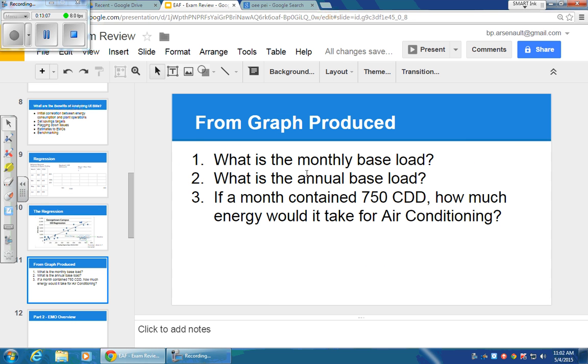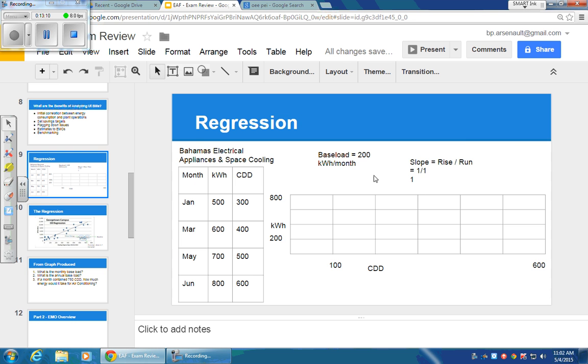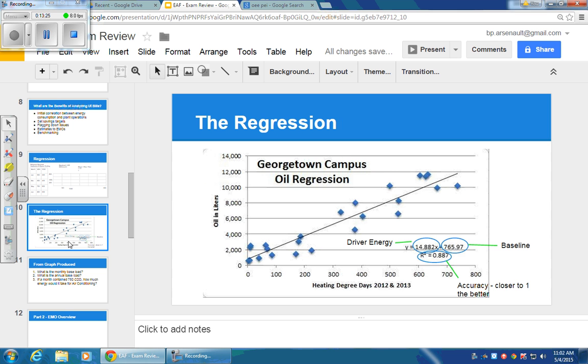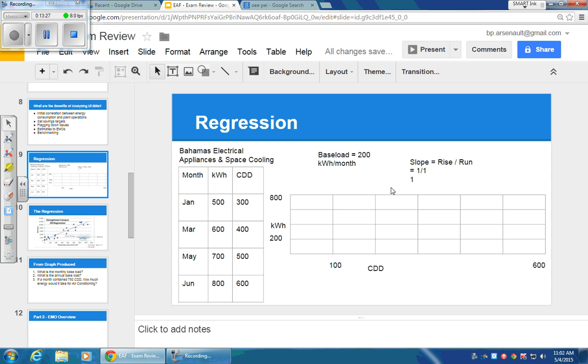And here it is. So what is the monthly base load? We had said 200 kilowatt hours per month. What is the annual base load? So 200 times 12 for 2,400. And if a month contains 750 cooling degree days, how much energy would it take? This is a better way to look at it, but in our case, it's 750, because our rise over run is a 1-to-1 ratio. And that will conclude the first part, the utility bill analysis. I understand there are probably a few questions on this.